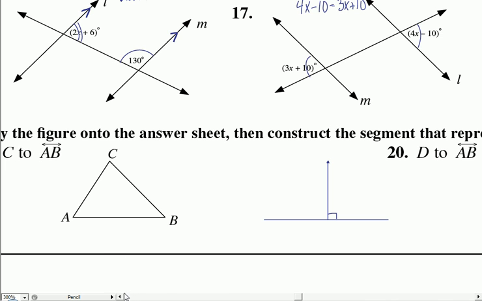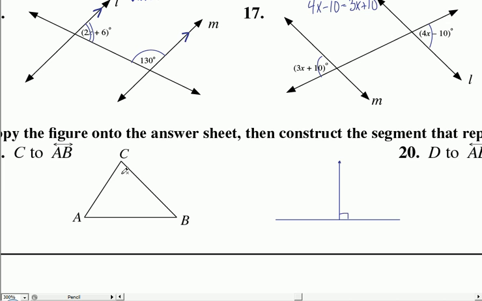So where am I going from and to? I'm going from point C, and I'm going to line AB. And I have to draw it so it's perpendicular. Now if I just do that, is that enough? No, it's not. And then, boom. Doesn't matter what side you put the box on. Okay? But you have to have that line.